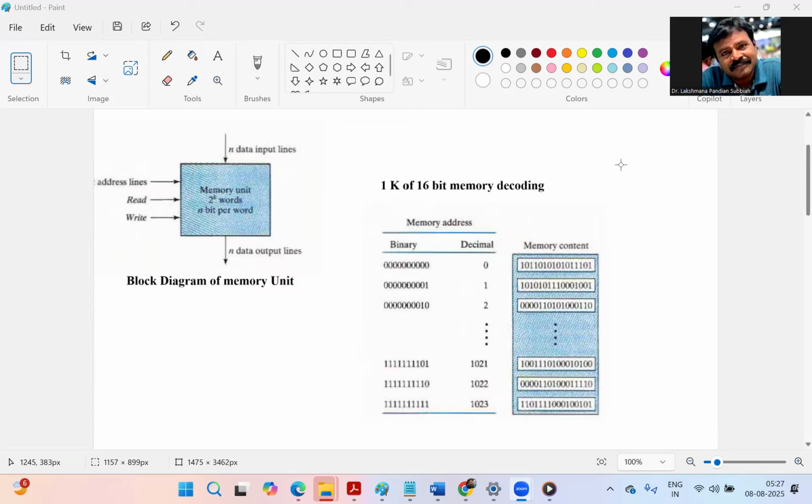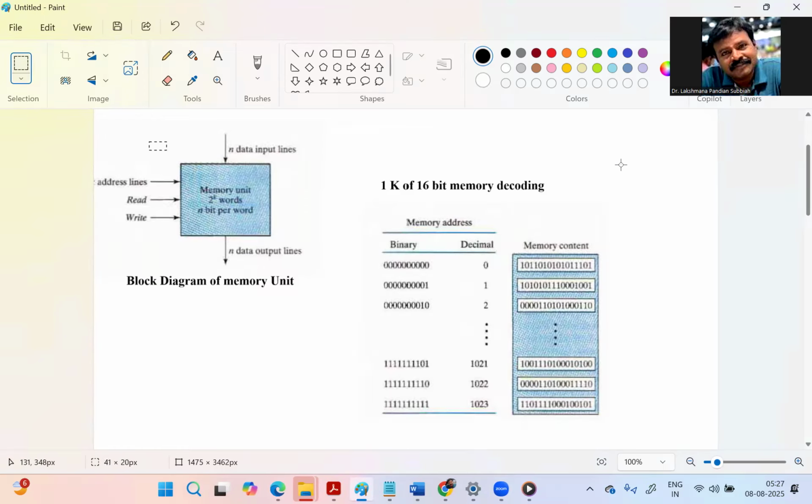Good morning, students. In this lecture, we are going to discuss memory and memory decoding. Decoding is how you use the address, and through the address, how you enable one particular location to store and retrieve in the memory. Now consider a block diagram of a memory unit.